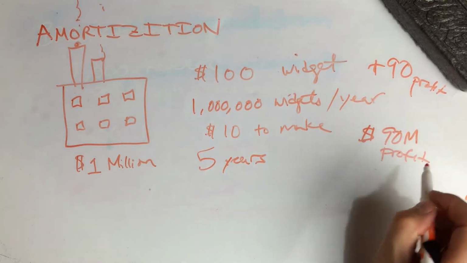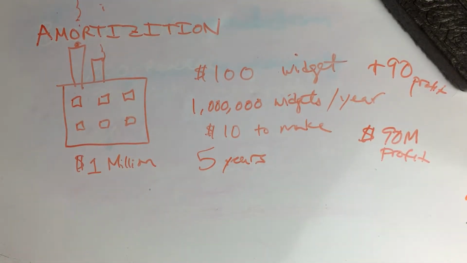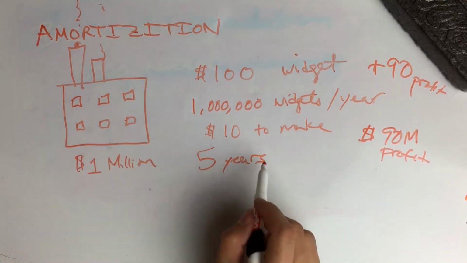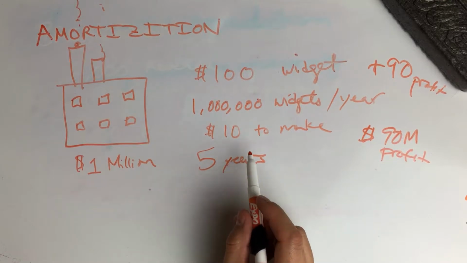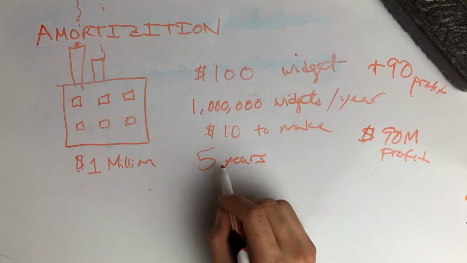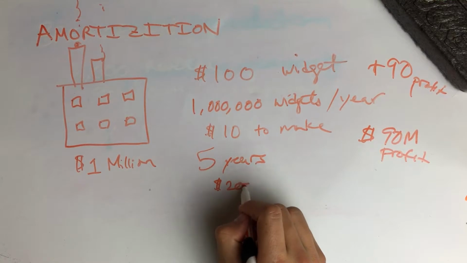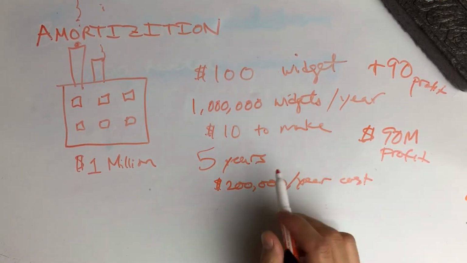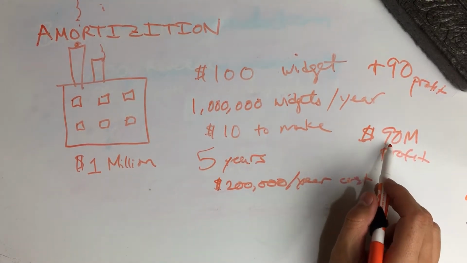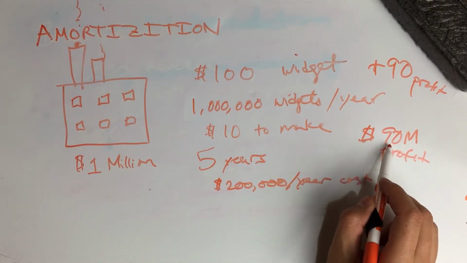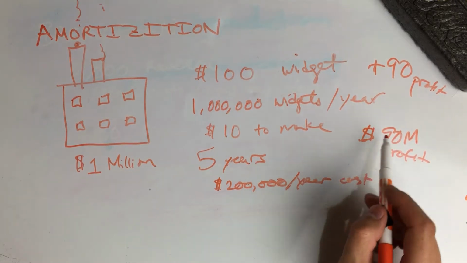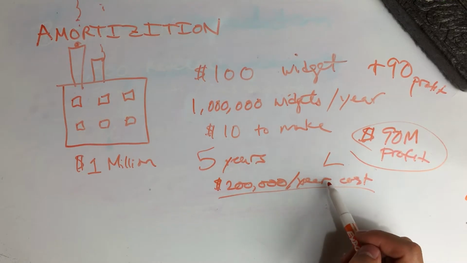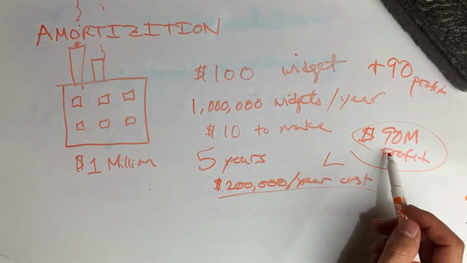profit per year. Now that $1 million doesn't seem so bad, especially if you spread it over 5 years. If the factory can produce widgets for 5 years before crapping out, then the cost per year is really only $200,000 per year. So even if you weren't making $90 million a year, even if it was much less, as long as this number is greater than the cost per year, then it's a worthwhile thing to do.